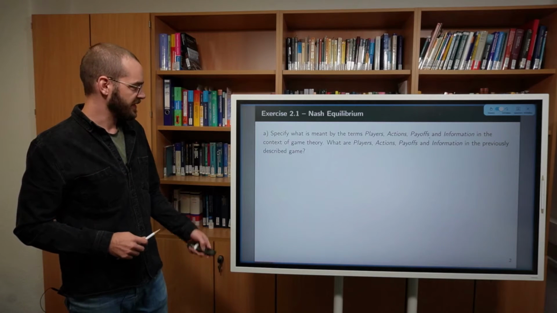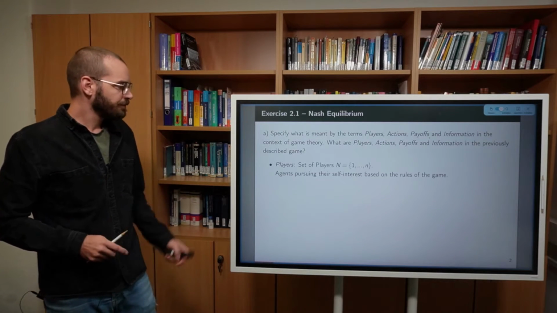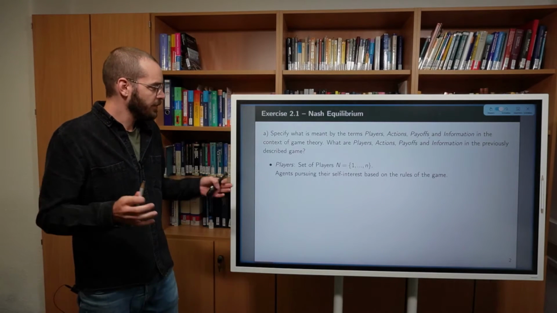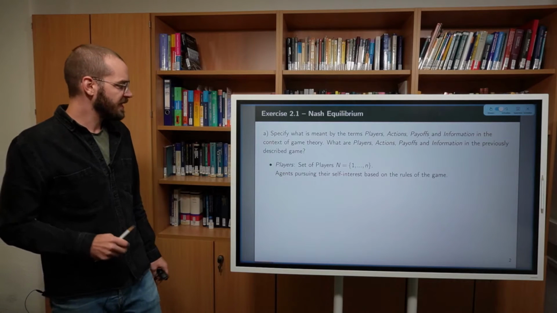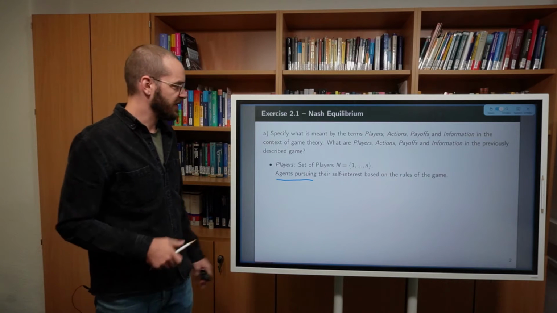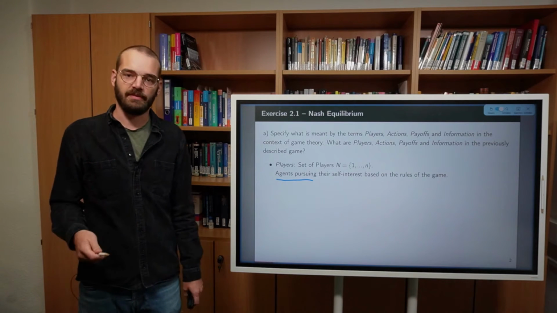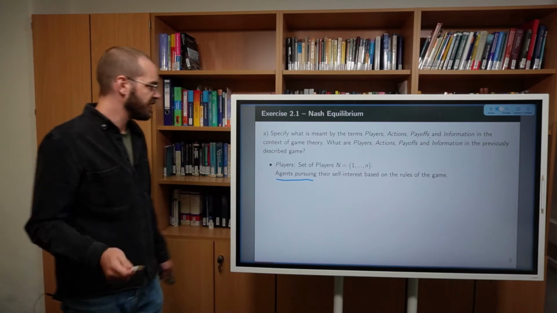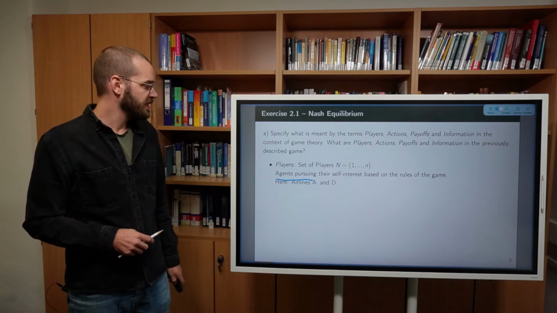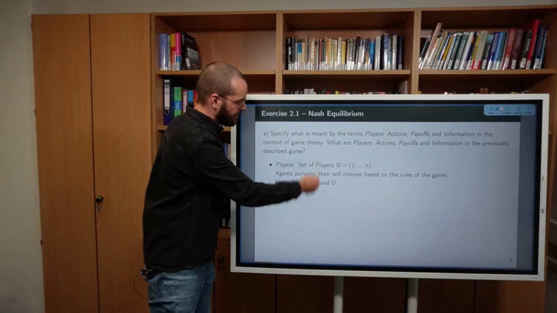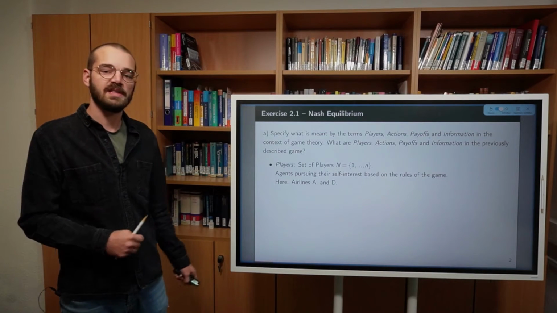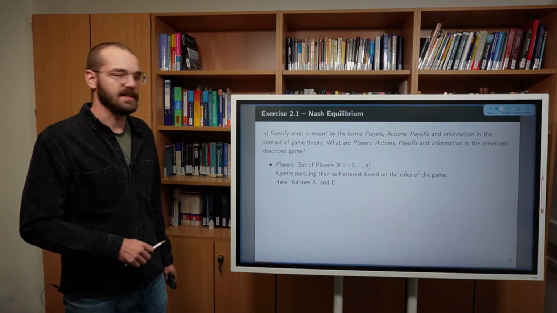Let's start with players. Players are usually understood as a set of n players. And what we mean by players is the agents that are active in the game and pursuing their self-interest based on the rules of the game. Simple as that, right? So what are the players in the game that we are faced with in this exercise? Well, the players that are pursuing their self-interest based on the rules of this game are, in our example, the airlines A and D.